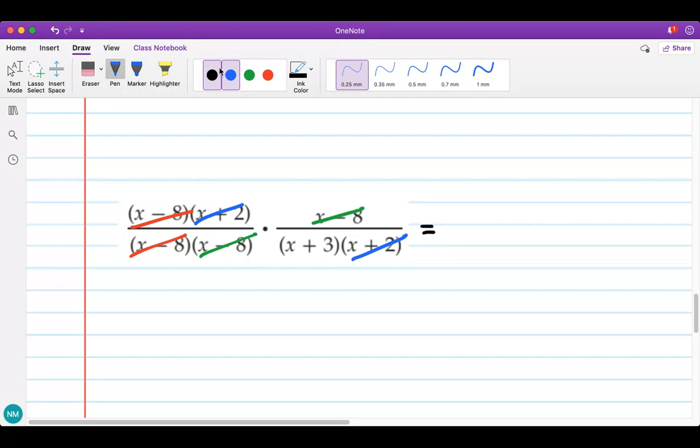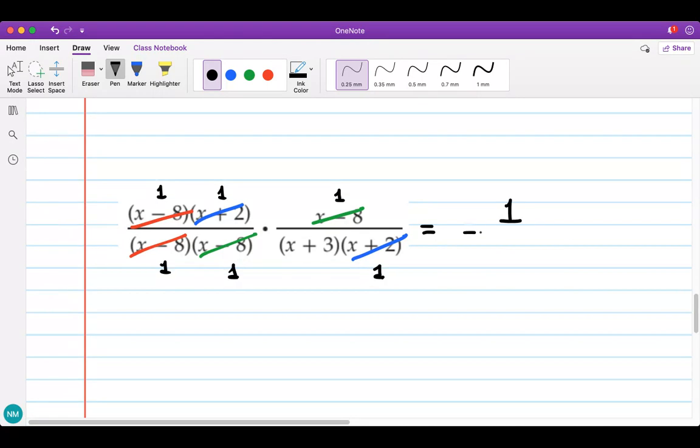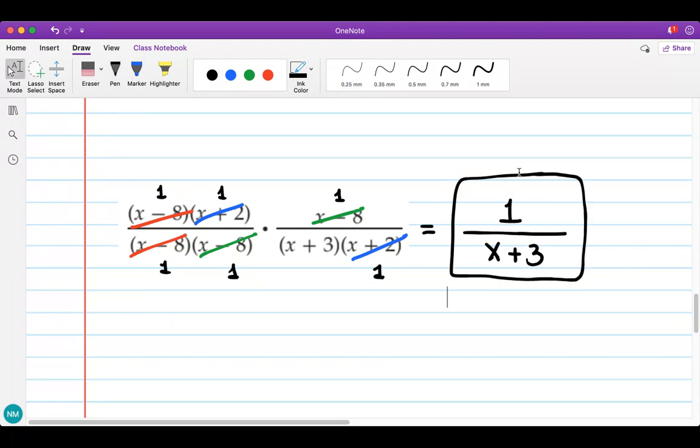And so what do we have left? All of these are 1s, right? So we have, this is a 1, this is a 1, this is a 1, this is a 1, this is a 1, this is a 1. So I have 1 over what? X plus 3. Final answer. Again, arguably easier, especially if it's already factored.